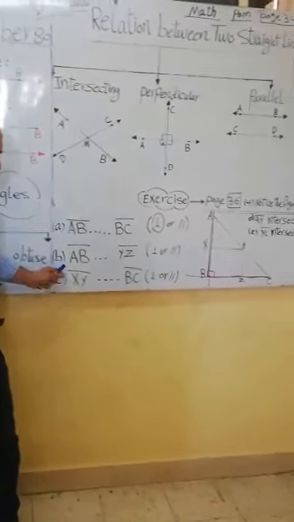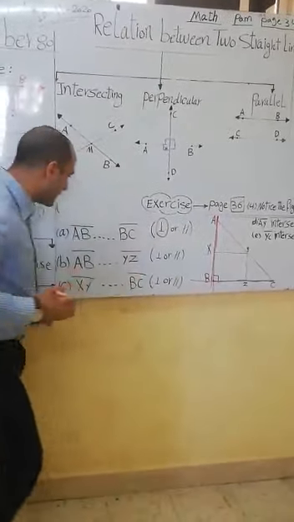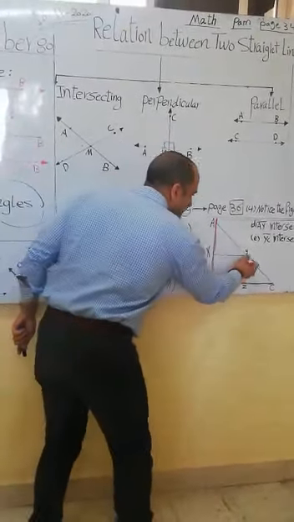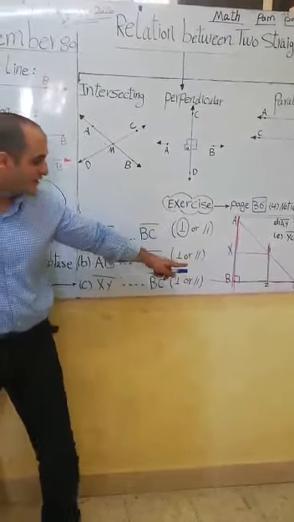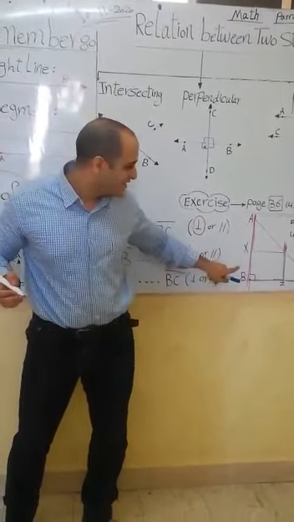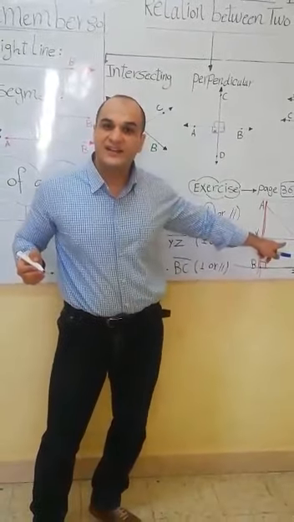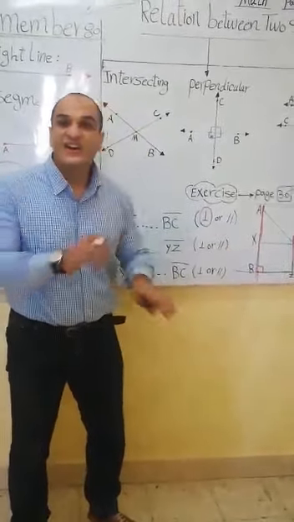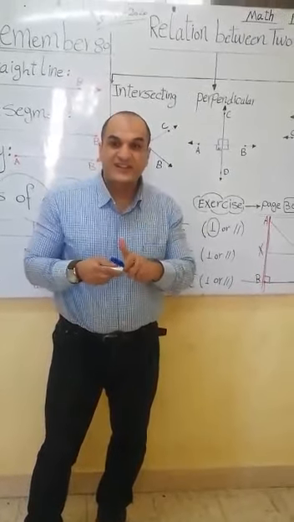And the second, AB, this. And YZ. Who can tell me the answer? Perpendicular or parallel? Excellent. Parallel. Why are the two straight lines parallel? Because they never intersect.